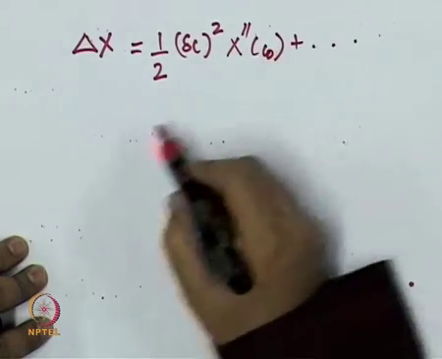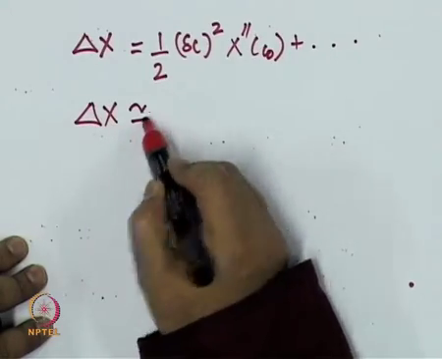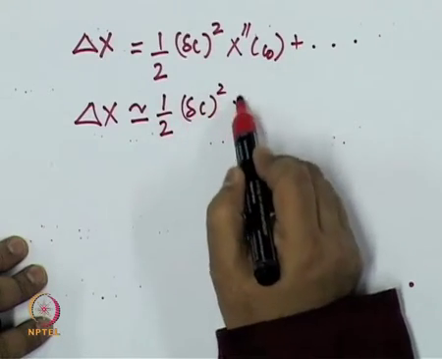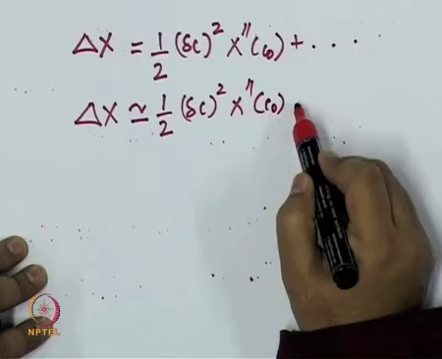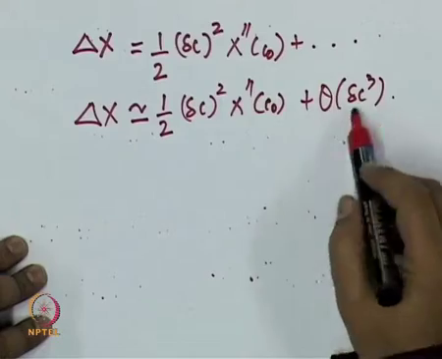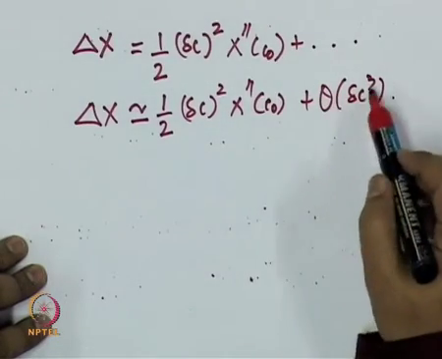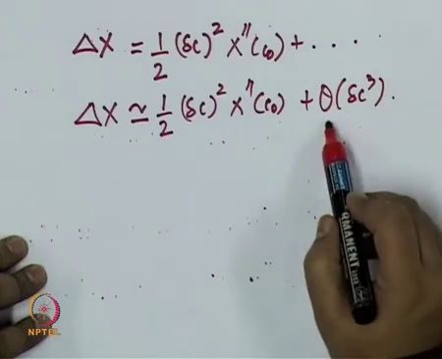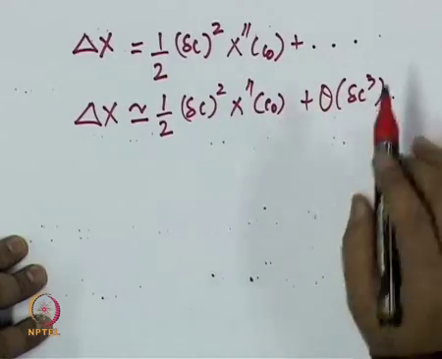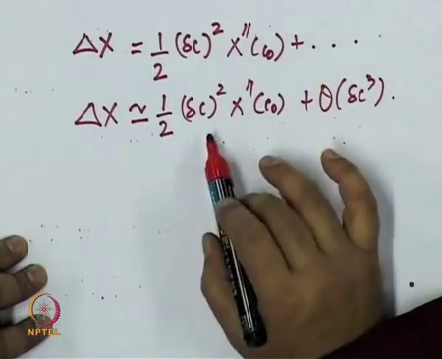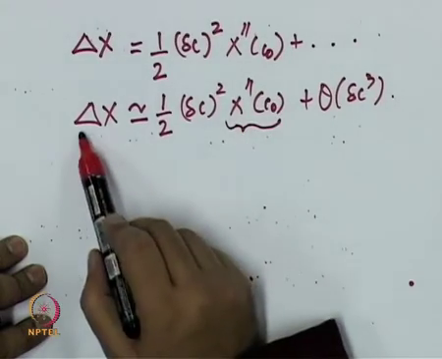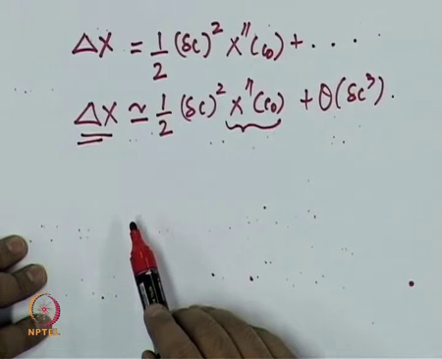plus higher order terms. If I take approximately, let me throw away all the higher order terms, this is nothing but del C squared x double prime at C naught plus some order of del C cube. There are higher order terms, 1 by 3 factorial del C cube x triple prime, and so on. Let me not worry about the order of del C cube terms, because I am going to choose del C so small that del C cube is negligible, and del C squared is the only term. Now, you can see that the sign of x double prime at C naught decides what the sign of this delta x is going to be.